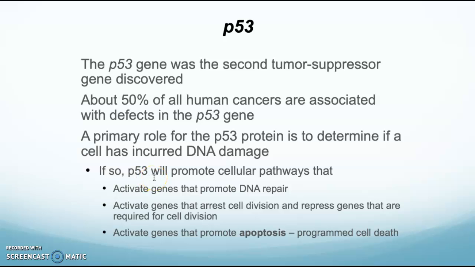And so if P53 finds that there is some sort of DNA damage, it can activate genes that will promote that DNA to be repaired, or it could activate genes that will stop cell division and repress genes that are required for cell division, so stop that cell from going through uncontrolled cell division. And it is also possible that it will activate genes that promote apoptosis or programmed cell death. So if the cell is too damaged, or the DNA within the cell is too damaged, p53 is actually kind of the one that says, all right, it's time to take it out of the lineup, and will actually cause the cell to go through cell death.